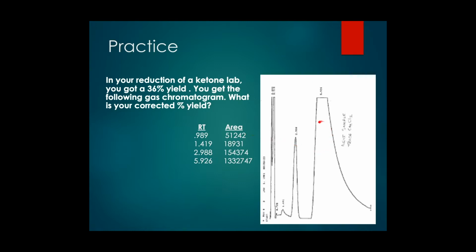So we're going to assume that the largest area is our product because we're good chemists, and we're going to divide this area by the area of this peak, and this peak as well. These three. We're going to ignore anything below a retention time of 1 because we know that this peak is air, so it's not part of our compound.